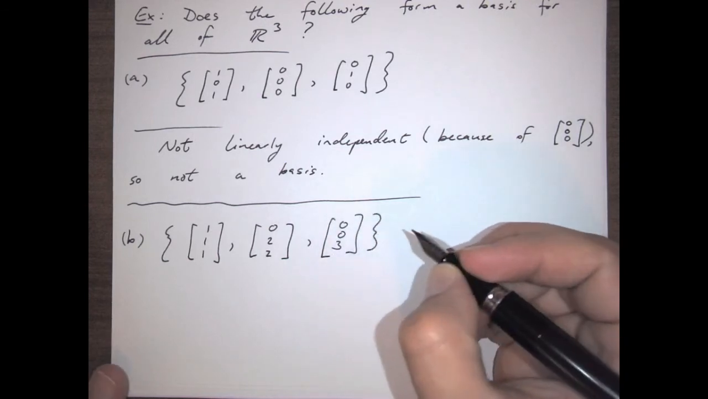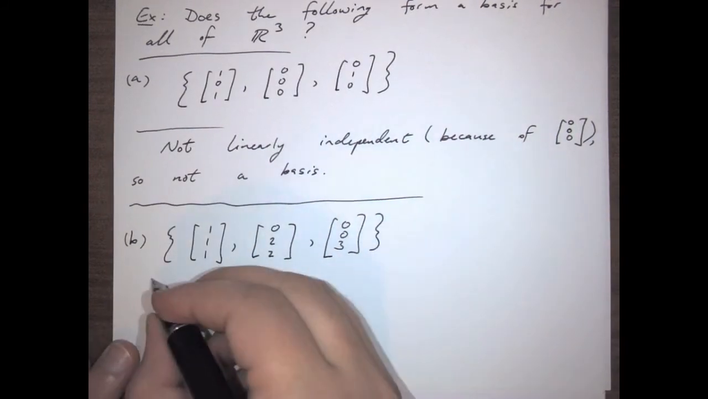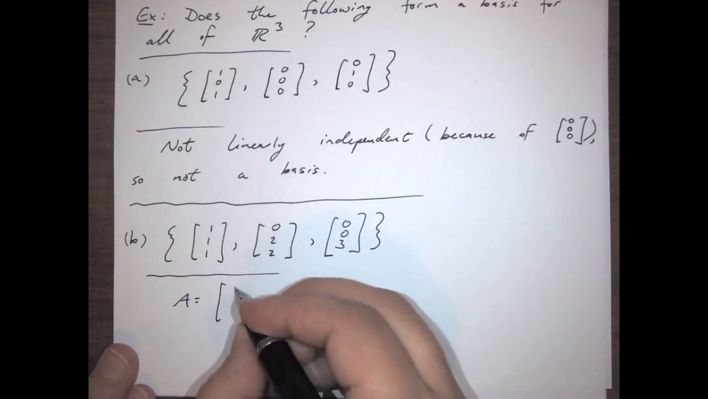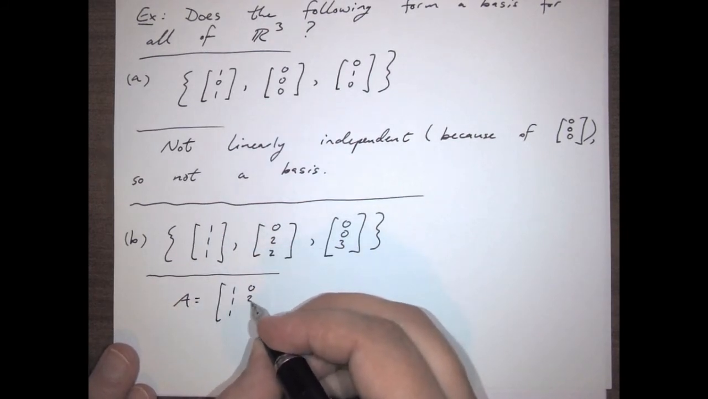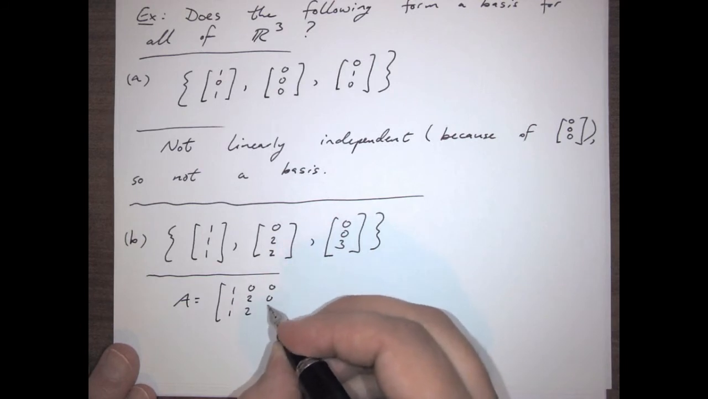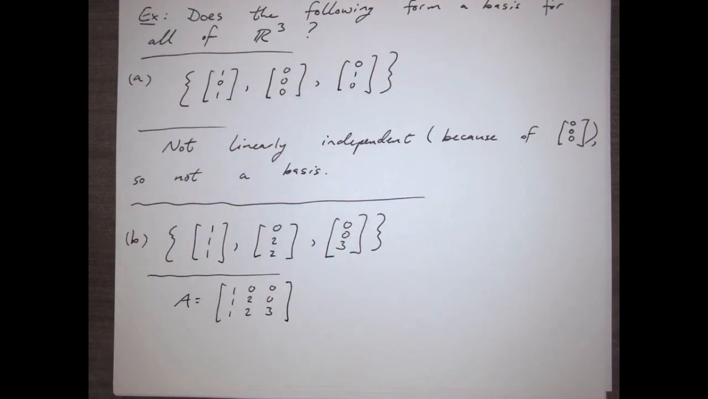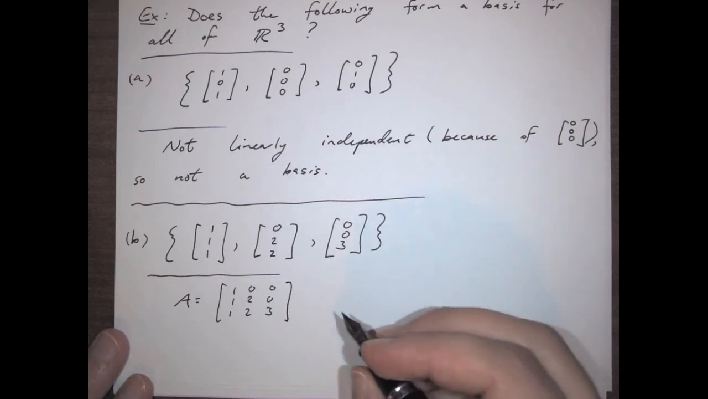Now, looking at this, if we were to make the matrix A whose columns are these vectors, we'd have 1, 1, 1, 0, 2, 2, 0, 0, 3. And we can actually tell all kinds of things about this from any of our various theorems, such as if we were interested in the determinant of A, we could tell that it is not 0 because this is a triangular matrix, a lower triangular matrix. And so we know that its determinant is not 0, and therefore the columns are linearly independent.